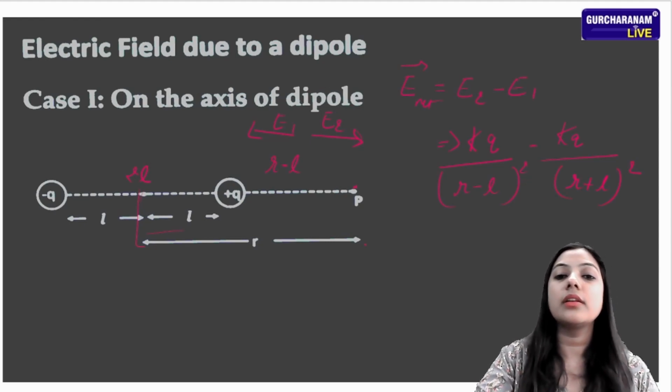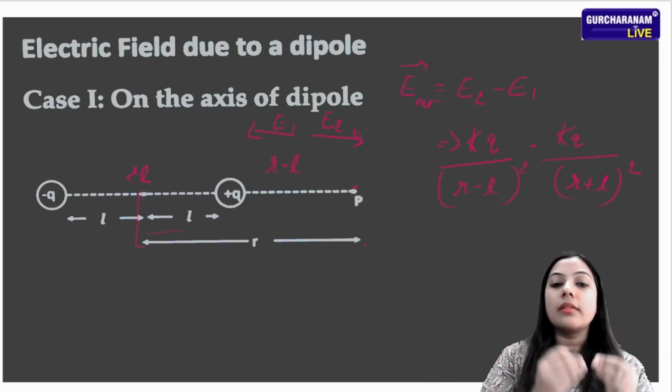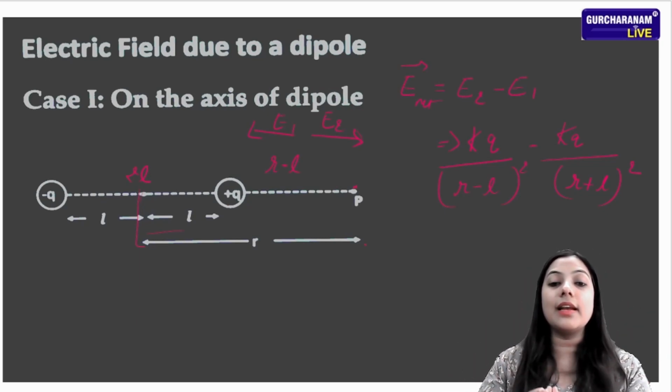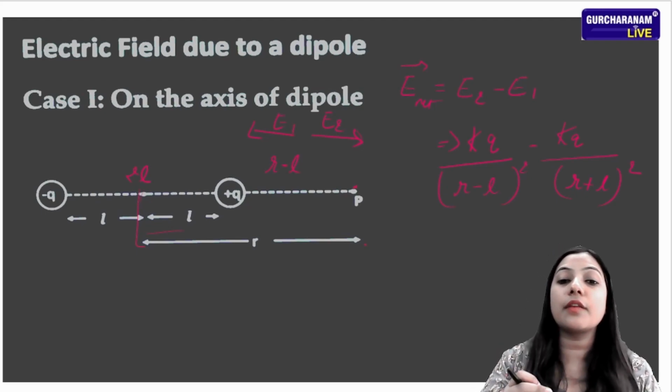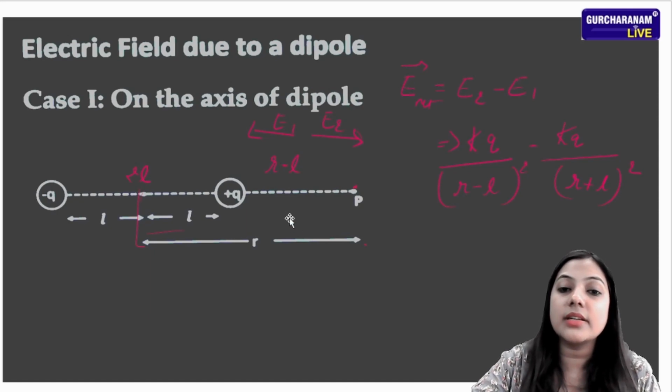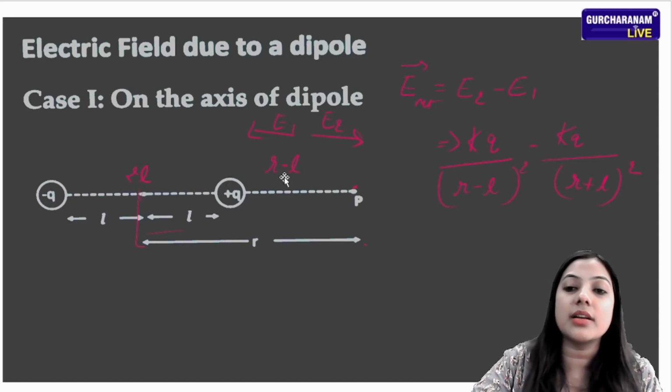Understand this point? What we have done is we have to find the electric field at point P due to both the charges plus Q and minus Q. And if we want to find the electric field due to plus Q charge, the value is KQ upon r minus L whole square, because the distance between Q and P is r minus L.